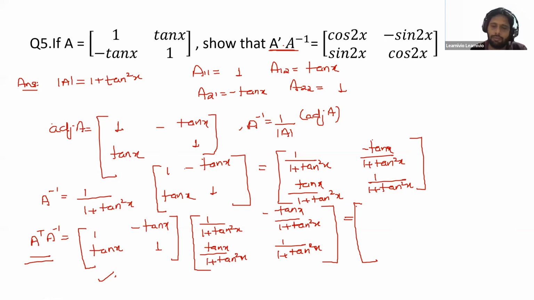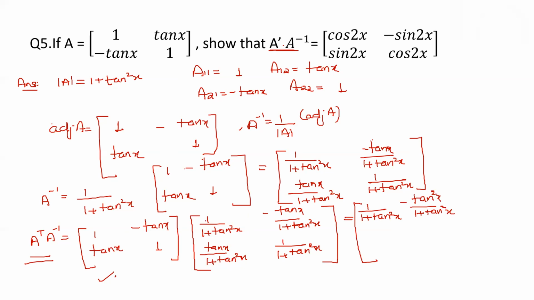Now here 1 will get multiplied with this. So you will get 1 by 1 plus 10 square x. Okay. Next is minus 10x with this. So we will get minus 10 square x by 1 plus 10 square x. This is clear, Abdul?